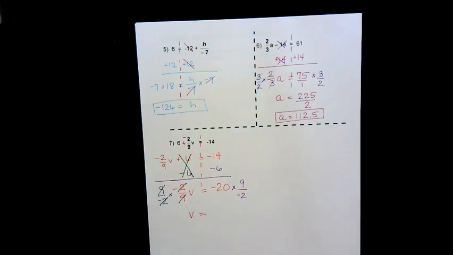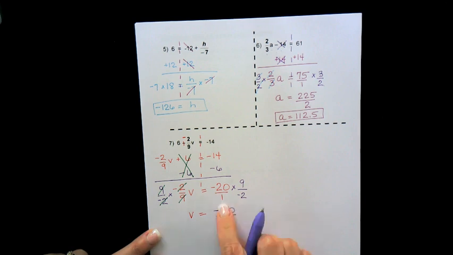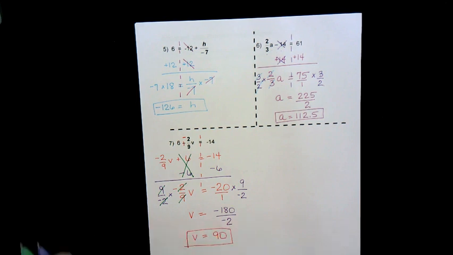Now over here on the right side, we want to think of that -20 as -20 over 1. So that when we multiply negative 20 times 9, we get negative 180. And on the bottom, 2 times negative 1 gives me negative 2. And now we can do our division. Negative 180 divided by negative 2 gives me a positive 90. And this is my solution here.